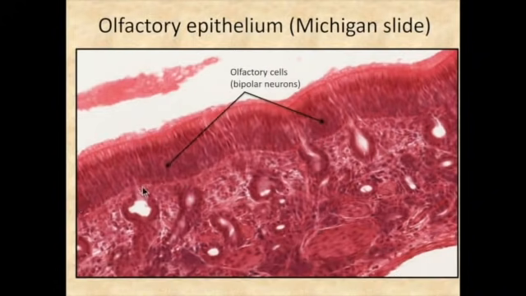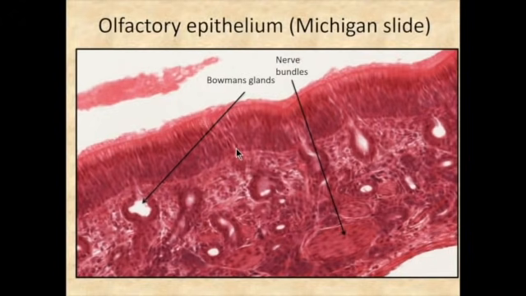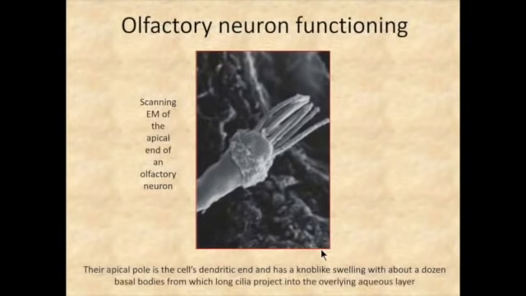And then the olfactory cells' nuclei are located here at this level of the epithelial sheet. And then the basal cell nuclei, when you see these closer up in lab, you'll see there's a row of basal cells that's adjacent to the basement membrane. And then you can see other components, the Bowman's glands and the nerve bundles, or axons.